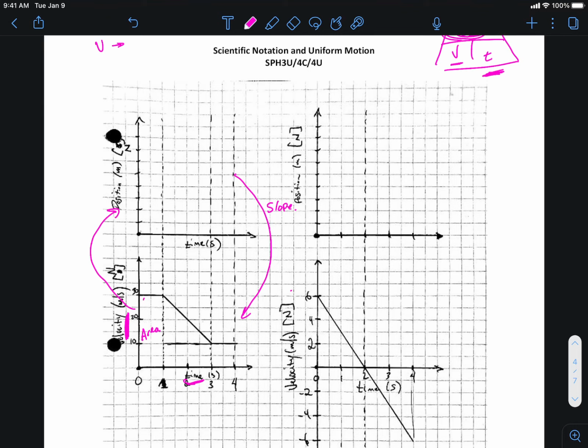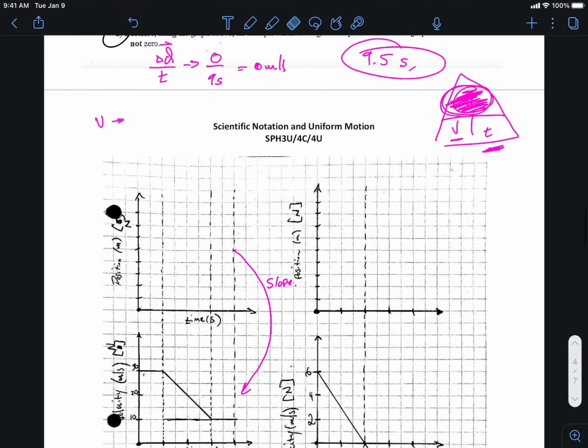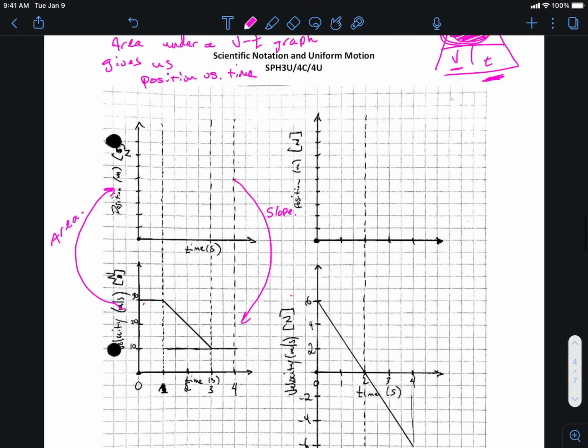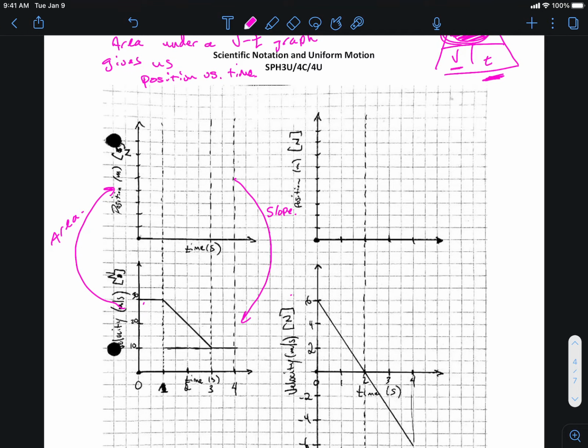right? So the area underneath a velocity time graph, and I'll write this down somewhere just as a rule. Okay, so to go this way, you're going to find the area. Okay, and so what's that mean? Okay, well, let's find the area of this pink section.